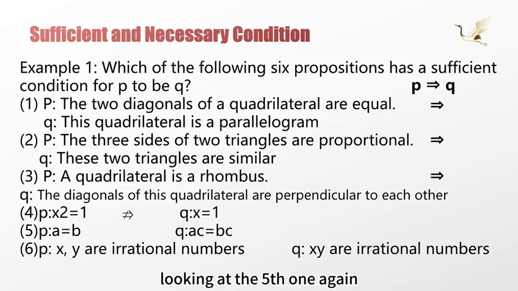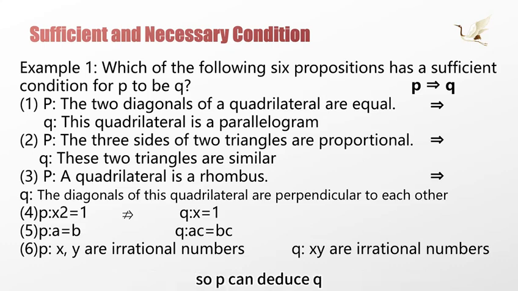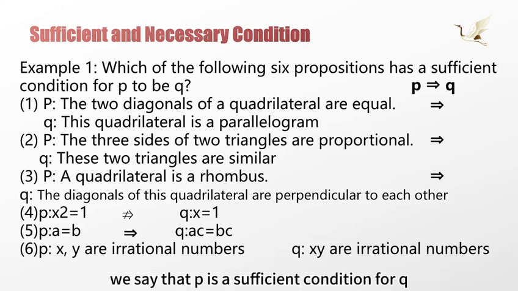Looking at the fifth one again, can A equals B lead to AC equals BC? It can be inferred from the properties of equations that it is possible. So P can deduce Q. We say that P is a sufficient condition for Q.